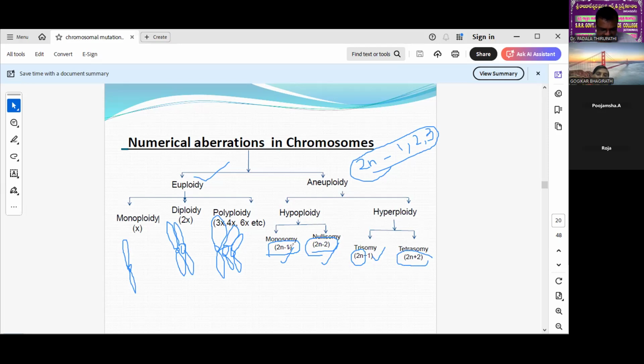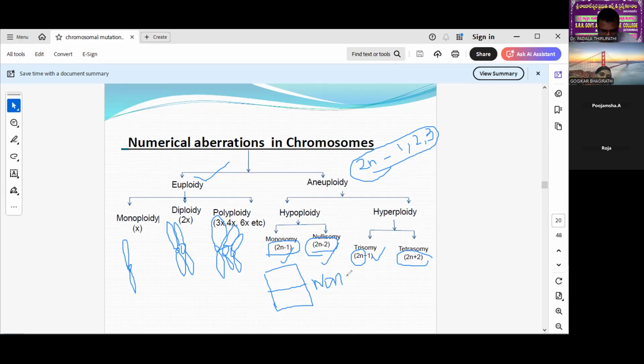These numerical notations are asked in the CPGET entrances mostly. 2n minus 1 what, 2n minus 2 what. So this type of condition, how does it arise? This condition arises at the time of cell division, meiosis, due to the non-disjunction of the chromosomes.